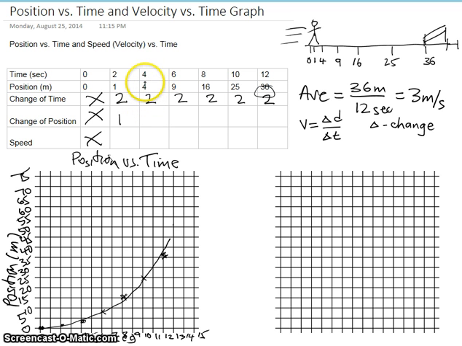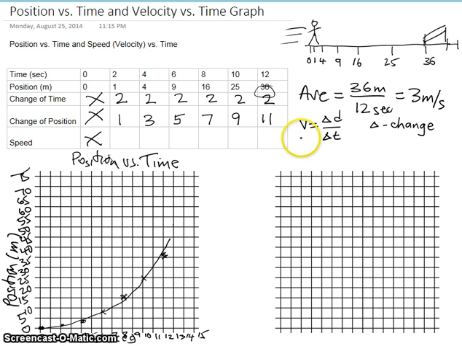Our second position, we're at 4 meters. We started at 1 meter. 4 minus 1 gives us 3 meters. And you'll start seeing this. 9 meters at time 6 minus the 4 meters that we started. During that time interval, we moved 5 meters. We end up seeing now we moved 7 meters. We've moved 9 meters. And this last one, from 25 to 36. During those 2 seconds, we moved another 11 meters.